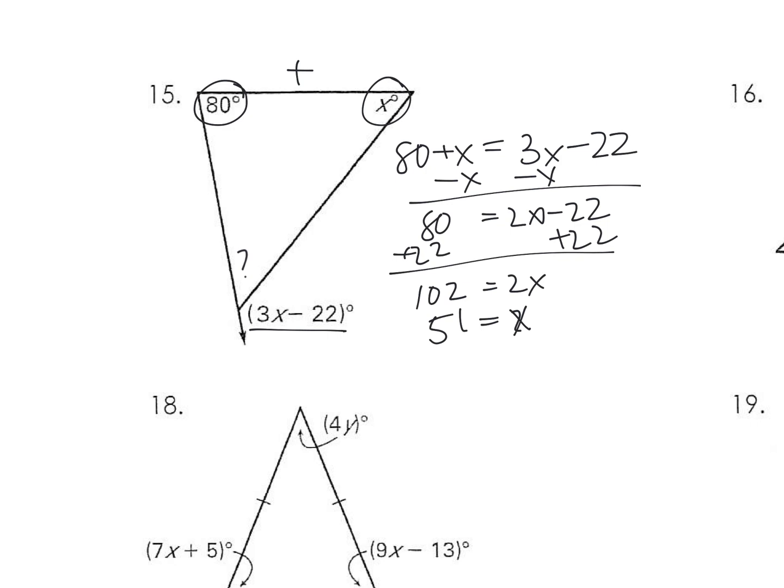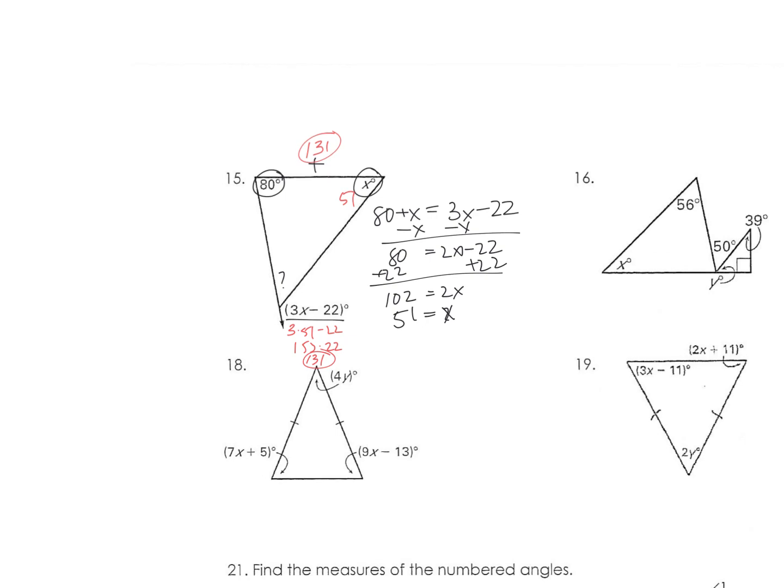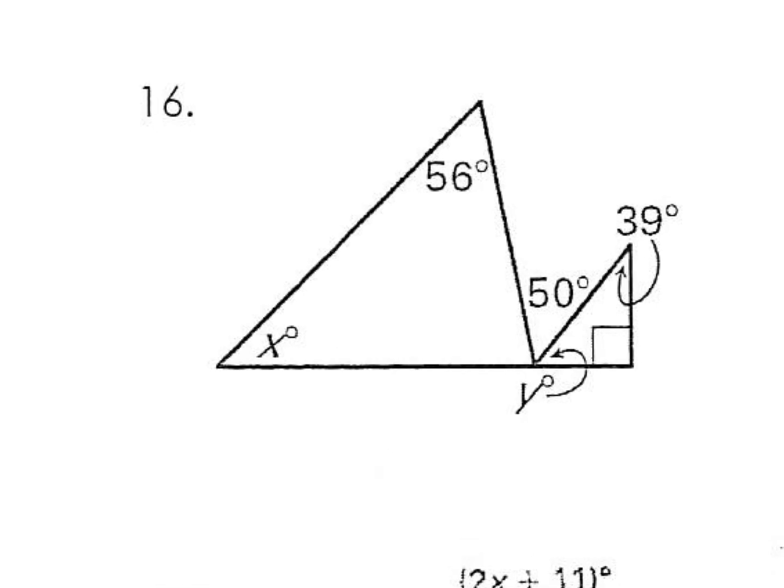The best way to check this is to just plug your x value back in. So if I add these together, I get 131. If I do 3 times 51 minus 22, 3 times 51 is 153 minus 22 is 131. So as long as those values match at the end, you're in good shape. Okay, so 16 is actually kind of a challenging problem, at least I think, first.